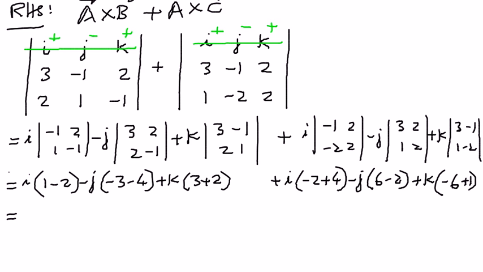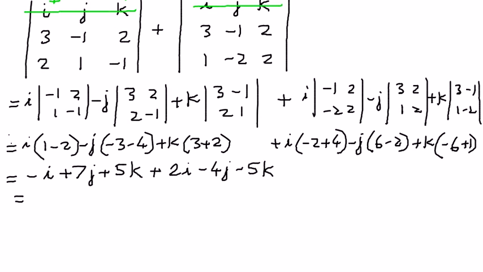So therefore when we simplify this, this is going to be 1 minus 1 minus 2 will be negative 1, negative I, negative 3 plus negative 4 is negative 7, negative times negative is a positive, therefore 7j, 3 plus 2 is 5, therefore 5k. And then here we have 4 minus 2 is 2, plus 2i, 6 minus 2 is 4 with a negative sign, therefore negative 4j, and then negative 6 plus 1 is negative 5, negative 5k. So we'll combine all the i's and j's and k's and see what we get.